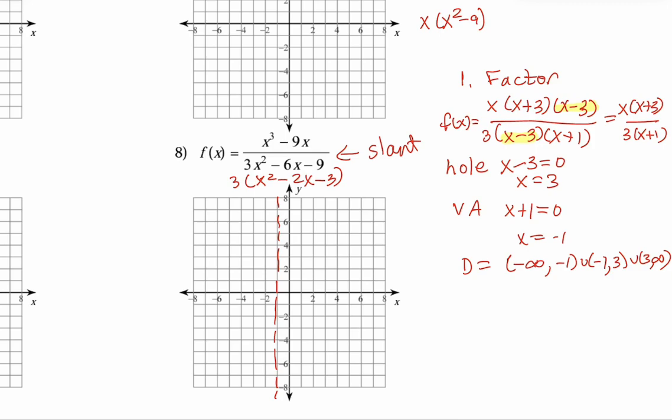So step 1 really encompasses holes, vertical asymptotes, and domain. They all go together, so you can think of it as one thing. Next, remember this is the one that has a slant asymptote.